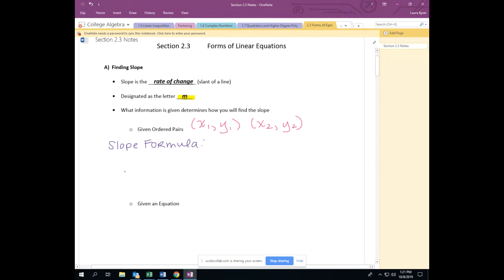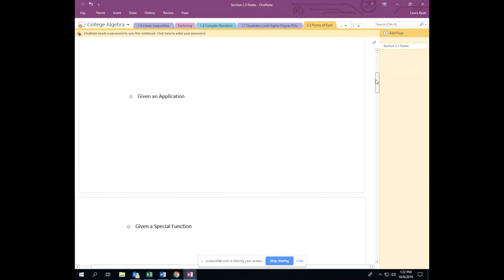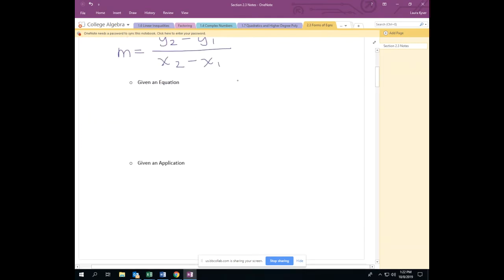The slope formula sets up a ratio of the change in y over the change in x. So to find those changes, you subtract. The generic form of this formula is y2 minus y1 over x2 minus x1. And then you'll simplify this, and whatever you get is your slope. So that's a pretty common one, and one that you probably have seen and heard of before. We're going to use that one quite a bit when we're writing equations.